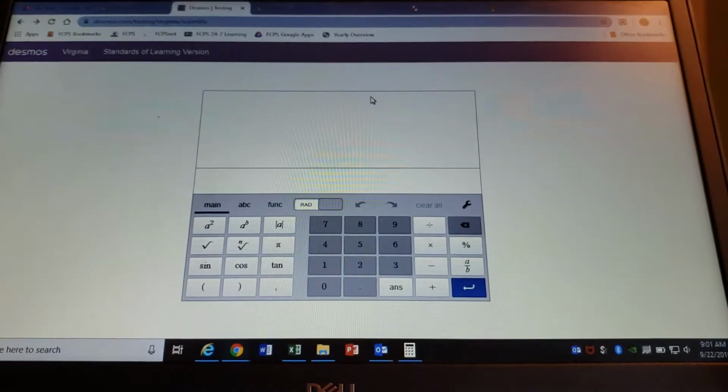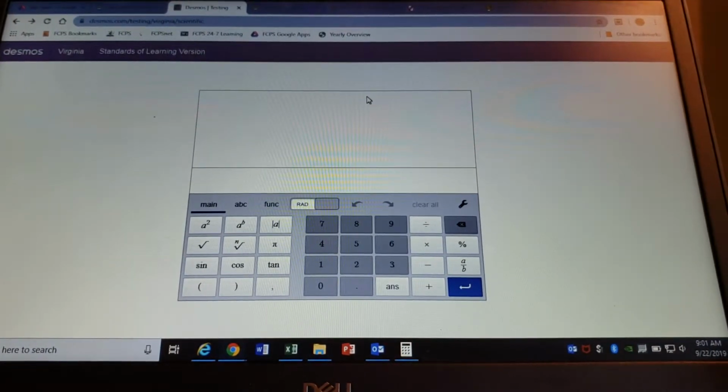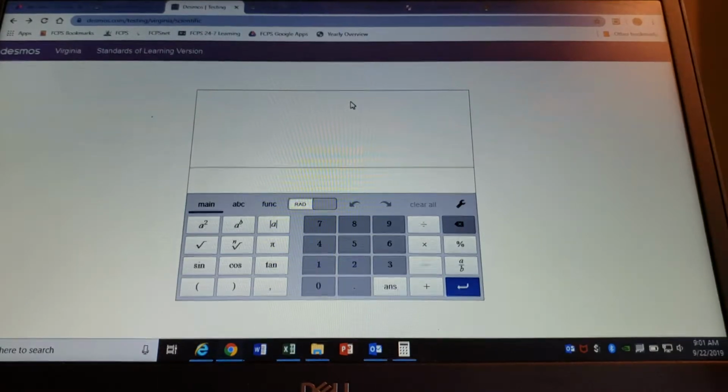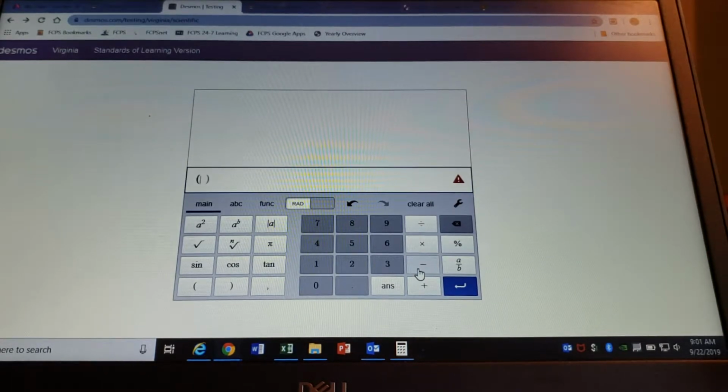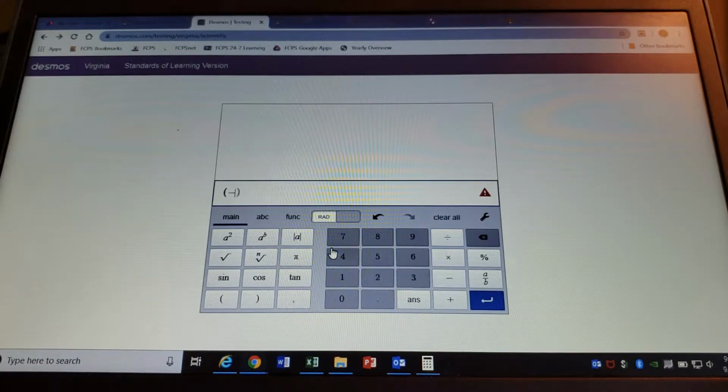I'm going to now show you how to check this using the Desmos calculator online. Same way, I'm going to put everything in. Hit the parentheses button, then -4, close your parentheses, hit the a squared, plus parentheses, -2, close your parentheses, parentheses again, -5, close your parentheses.